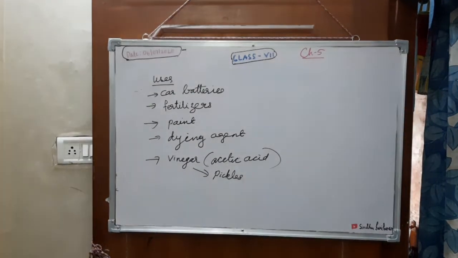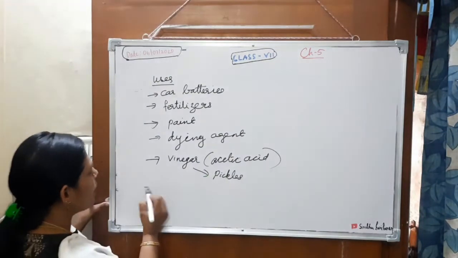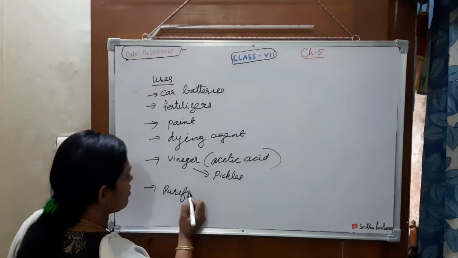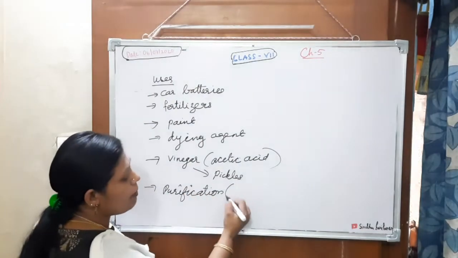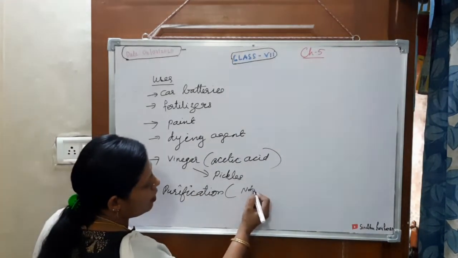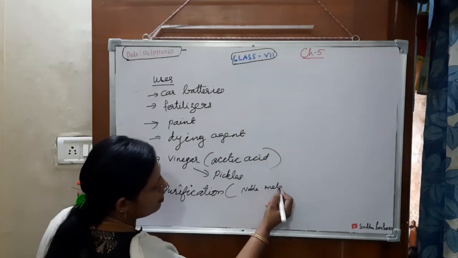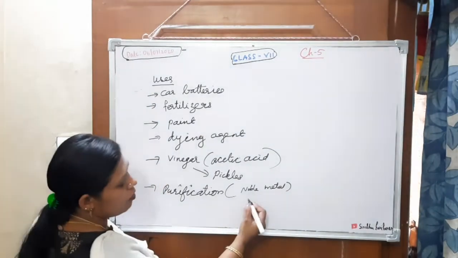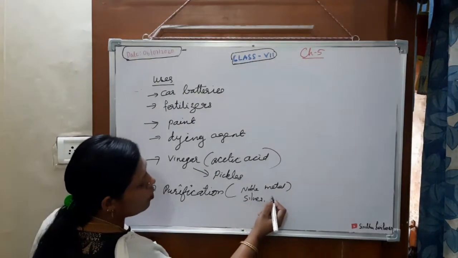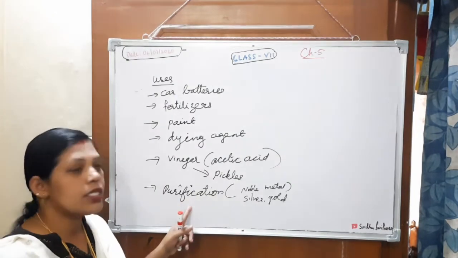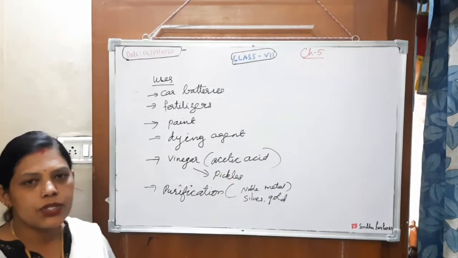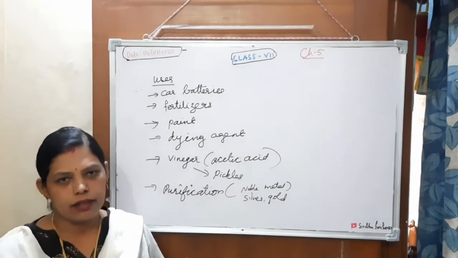And then what else is remaining? It is actually purification, okay? For the purification of metals like gold and silver, they are the noble metals, right? Noble metals only, because they are very costly. For purifying these metals also, they use that acid, okay? Understood? So there are a number of uses for this one.